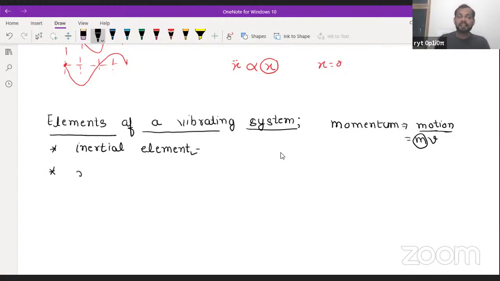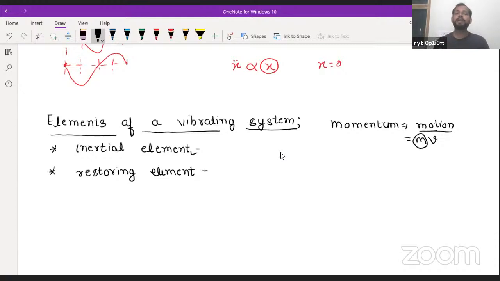Now what should be the other element? Another element is the restoring element. Now what is the restoring element? Inside the system there should be at least one element which is trying to bring the system to the mean position. These two elements are very important. If these two elements are not there inside your system, then your system will not vibrate.